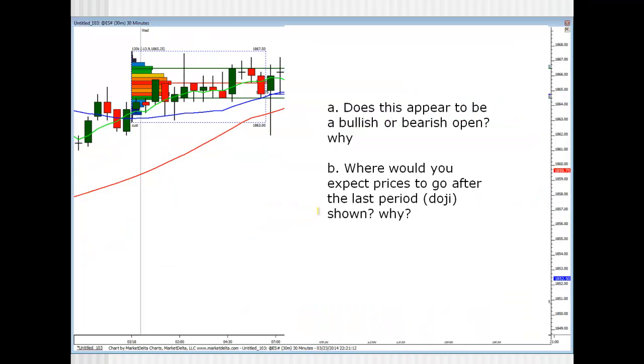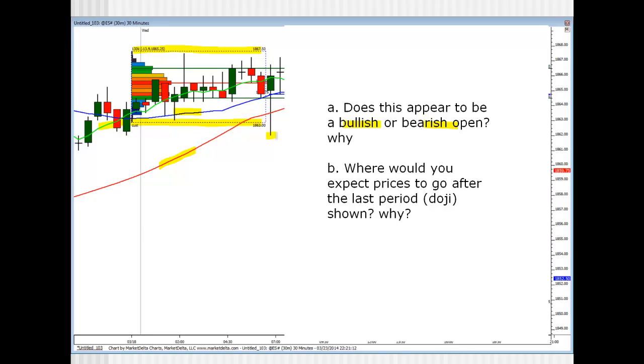Okay, does this appear to be a bullish or bearish open, and why? In this case, here's the evening session, and you can see the profile for it. And we have our usual simple 5, we have the simple 20, and we have the simple 50. Does this appear to be a bullish or bearish open? Well, let's take a look and see.